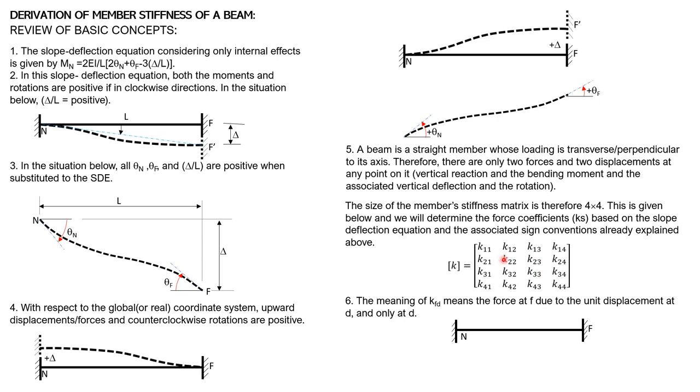To understand what is meant by position, this is position 1 for upward displacement, positive. Then position 2 is rotation, counterclockwise, positive. Position 3 is upward again for positive displacement. And position 4 is the displacement for positive counterclockwise rotation at the other end. So I hope you can remember this numbering. Consider the numbering shown. That's the numbering for where to apply the unit displacement at a time.